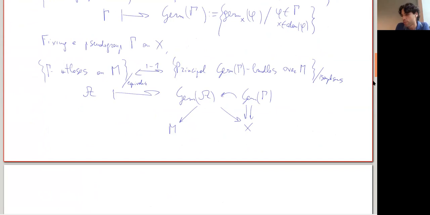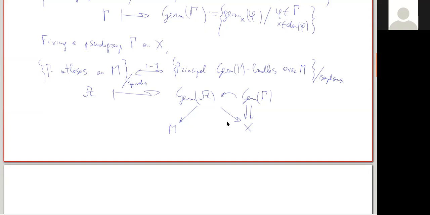A germ remembers everything of a function around the point. What if we just remember the value of the function at that point and its first derivative? That's something much weaker, and this is known as the first jet. So we will try now to rewrite this part using only the first jet instead of germ. And this would be basically our almost gamma structure.